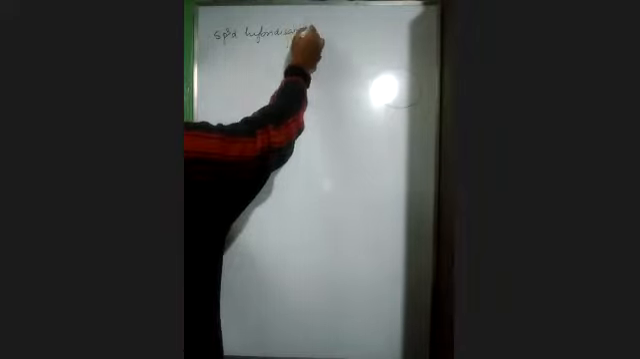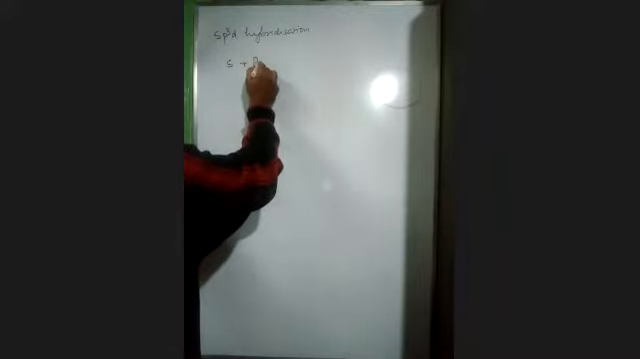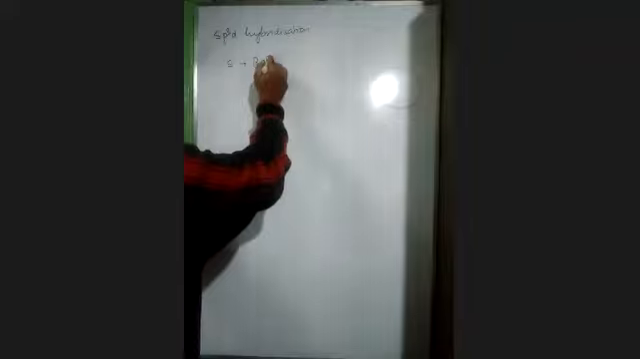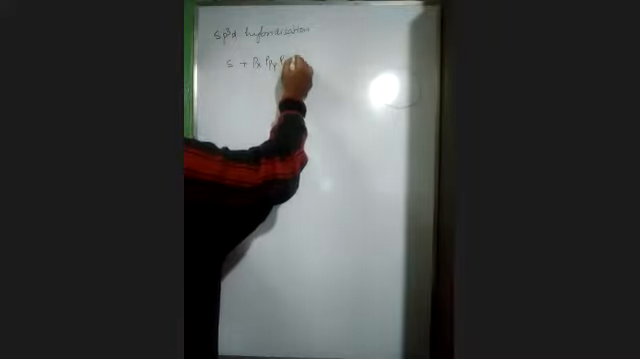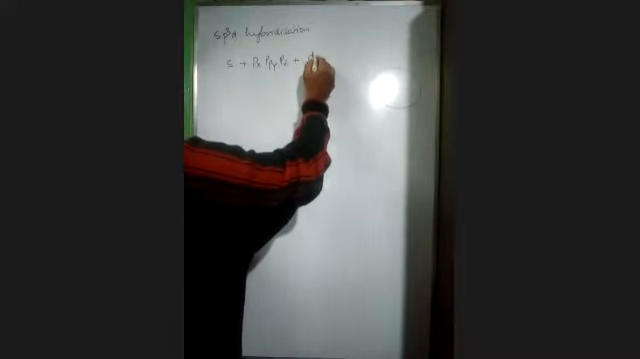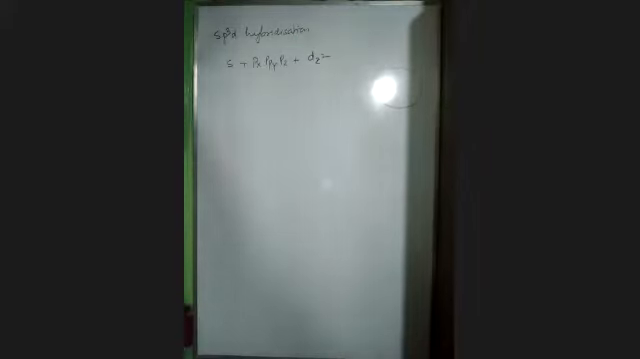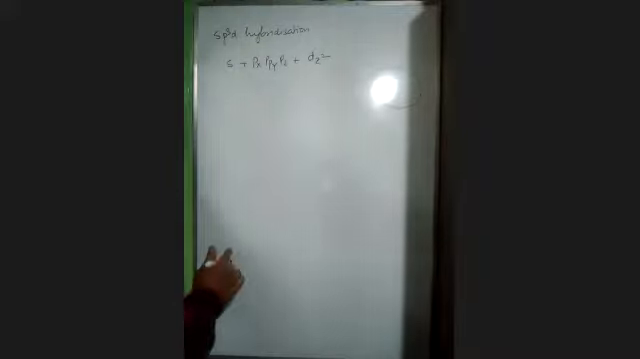sp3d hybridization. Okay, so here we are going to take s orbital, px, py, pz, and here I am going to take the dz square orbital. Out of the 5 d orbitals, dxy, dyz, dzx, dx square minus y square and dz square, I am going to take dz square.